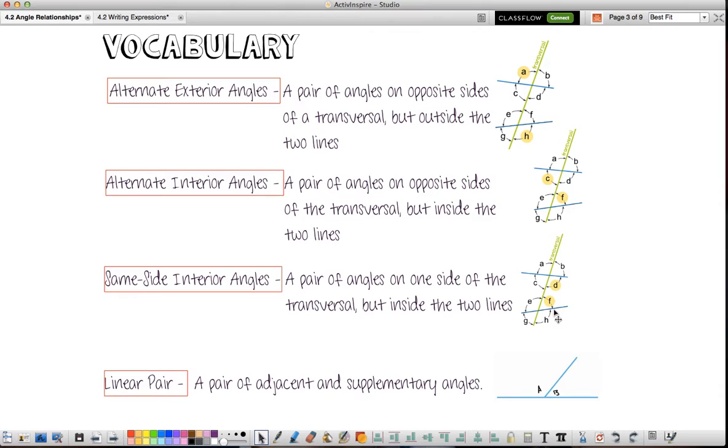Linear pair. So a linear pair is a pair of adjacent and supplementary angles. So when you have supplementary angles that are connected, so they're all part of really one line that just got intersected, those are considered a linear pair.